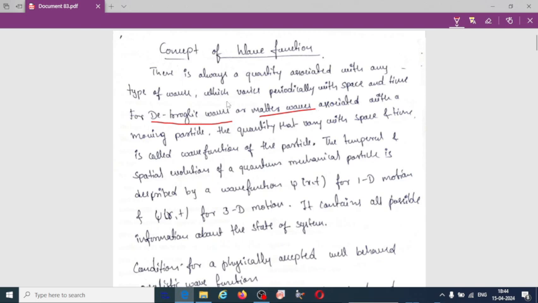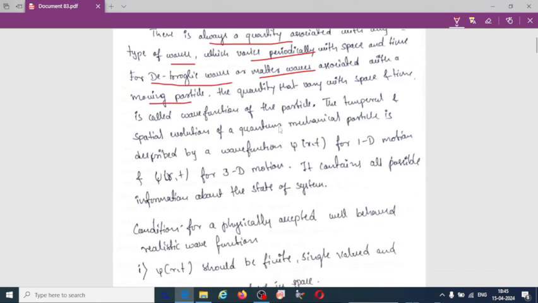So whatever the wave, every quantity is always associated with any kind of wave which varies periodically with space and time. As I said, this was explained by de Broglie, and that's why we call them de Broglie waves or matter waves associated with a moving particle. The quantity that varies with space and time, we call the wave function of the particle. So we can define the wave function as the quantity that varies with space and time.